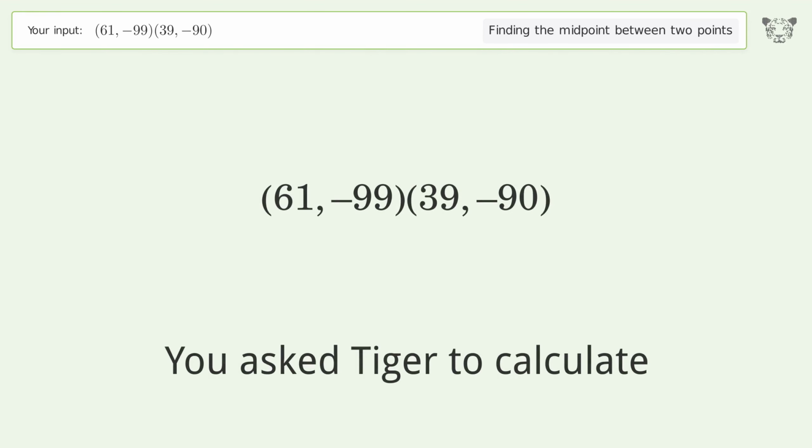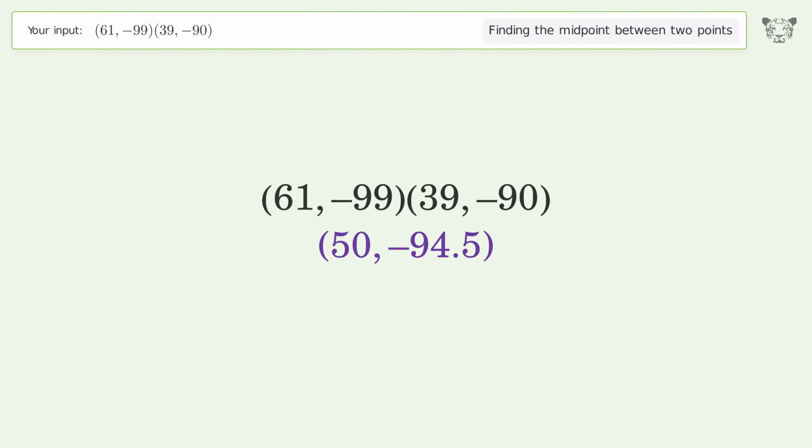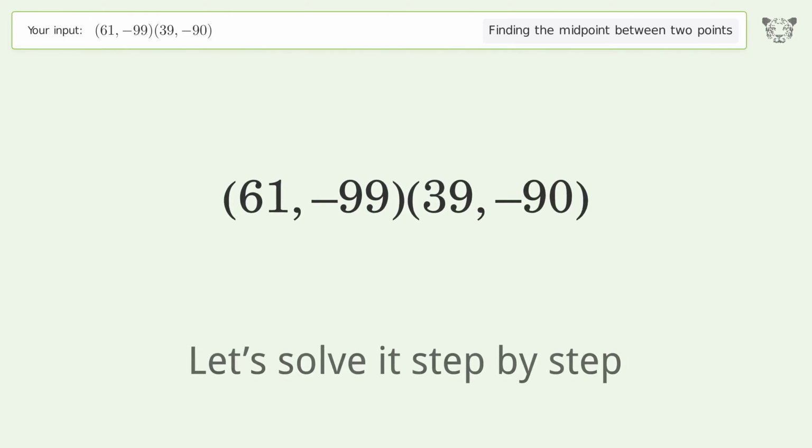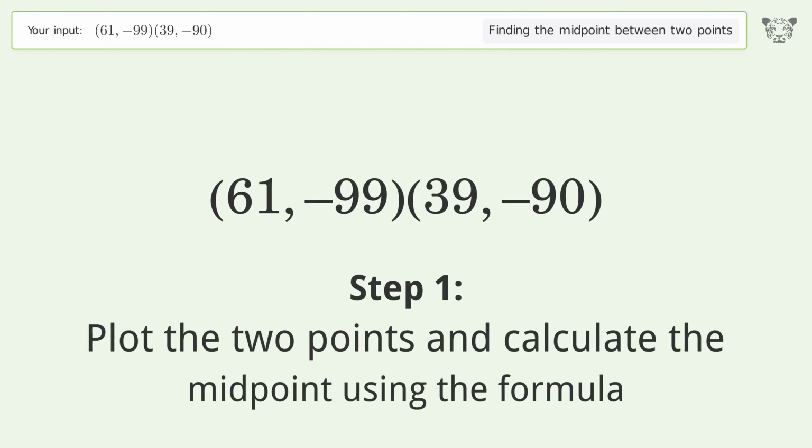You ask Tiger to calculate. This deals with finding the midpoint between 2 points. The midpoint between the 2 points is 50, negative 94.5. Let's solve it step by step. Plot the 2 points and calculate the midpoint using the formula.